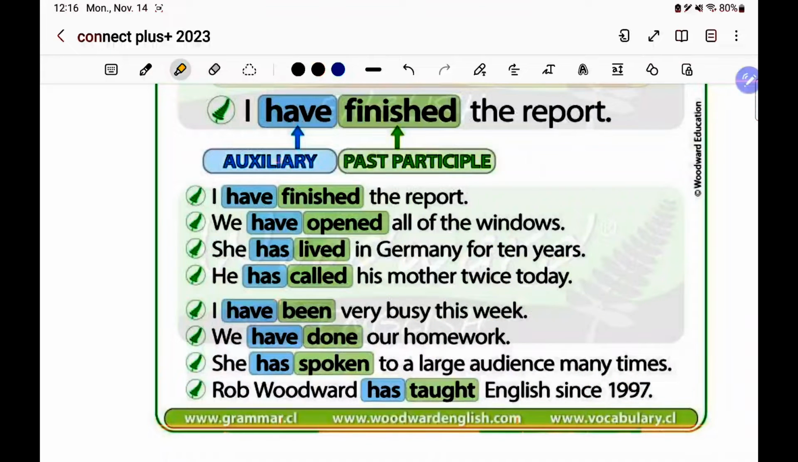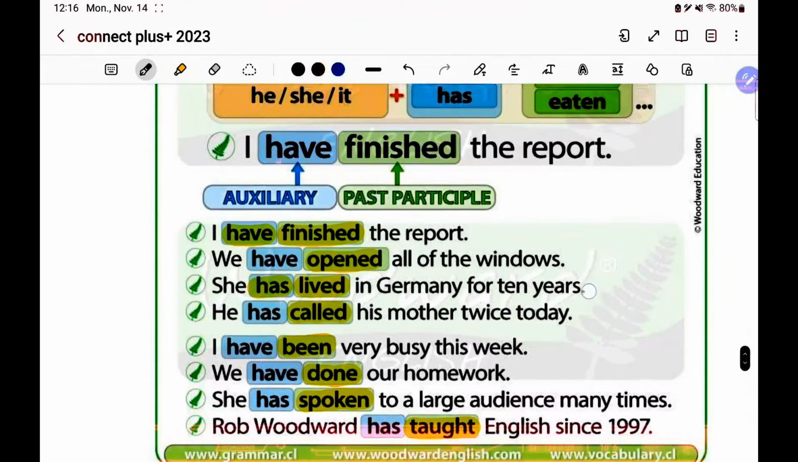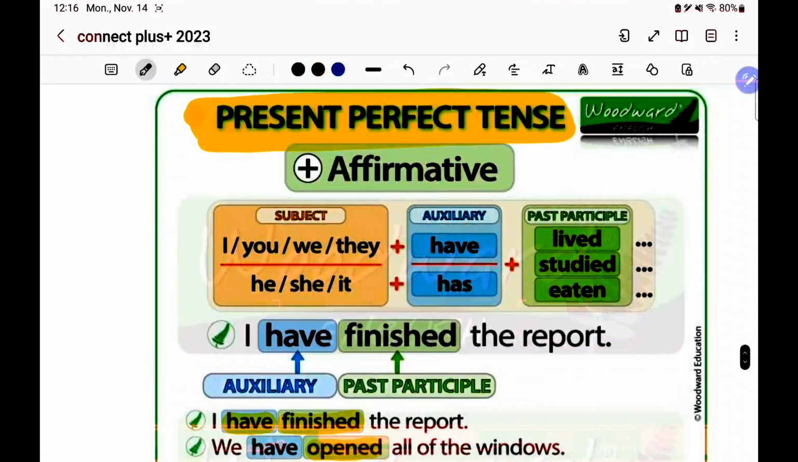Perfect. So, as you notice here, in every sentence we have either have or has, and then after that we have the past participle: finished, opened, lived, called, been, done, spoken, taught. How to form this tense is pretty much by using have or has as an auxiliary verb, اللي هو فعل مساعد, and then after that the past participle, اللي هو التصريف التالت. And we will learn more about the past participle in a minute.